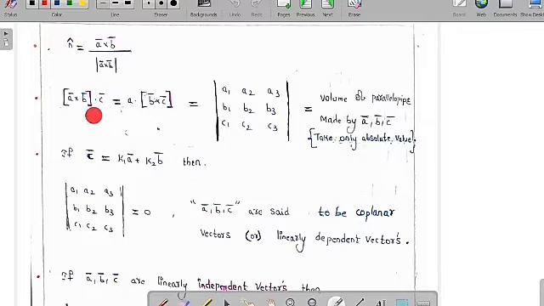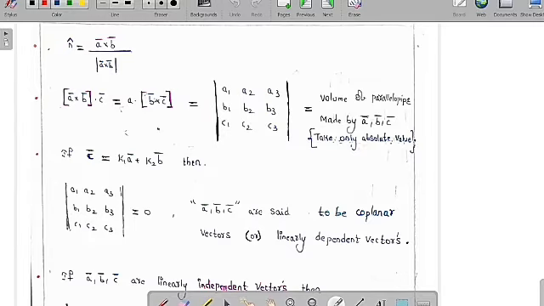And if you want to find A bar cross B bar dot C bar, we can replace A by B, B by C and C by A, so we get this one. Now just take the components of A bar, A1, A2, A3, B bar, B1, B2, B3, and C bar, C1, C2, C3, and find the determinant of this matrix.